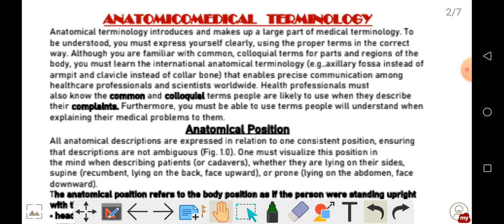So in this video, we'll be talking about anatomical medical terminology. Anatomical terminology makes up a large part of medical terminology to be understood. When we say to be understood, we are referring to a medical professional.